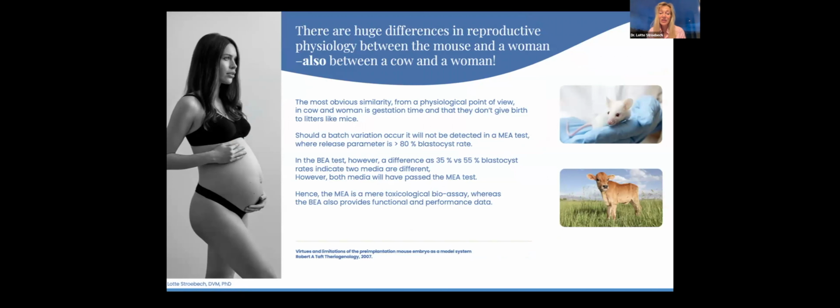So should a batch variation occur, it will not be detected in a MEA test, where the release parameter is more than 80% blastocyst rate. In the BIA test, however, a difference such as 35% versus 55% blastocyst rates indicates the two media are different. However, both media will have passed the MEA test. Hence, the MEA is a mere toxicological bioassay, whereas the BIA also provides functional and performance data.